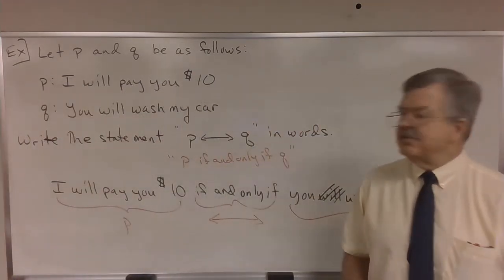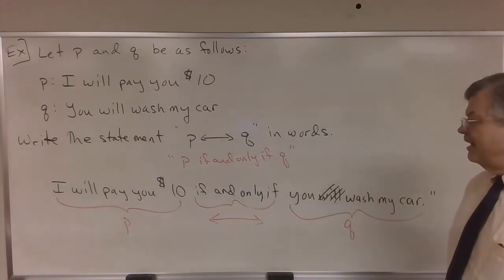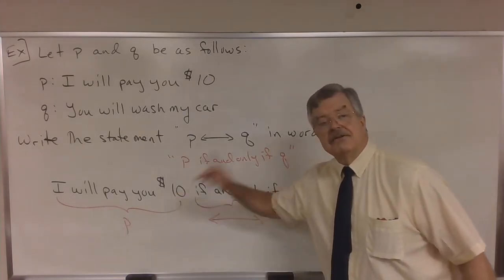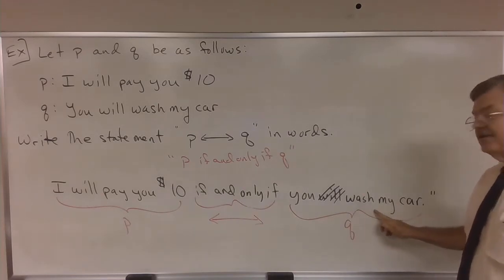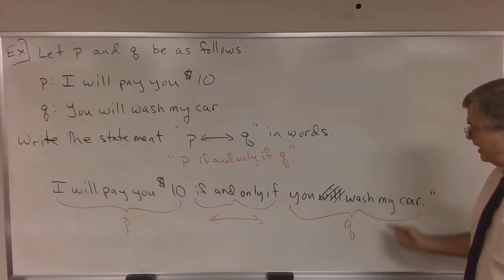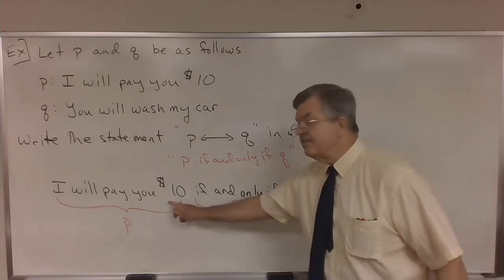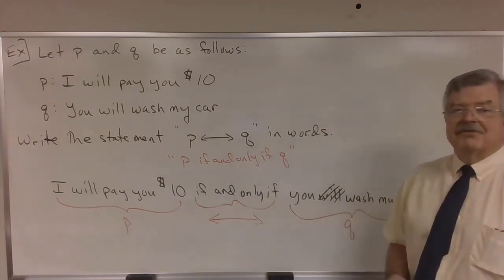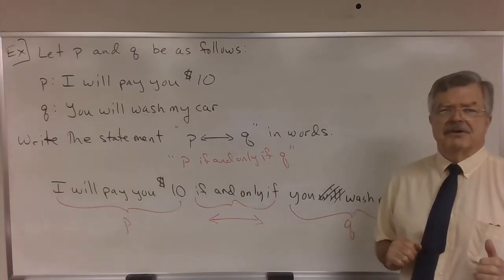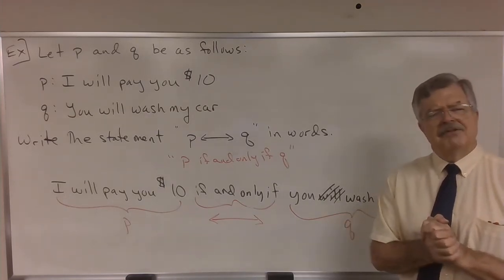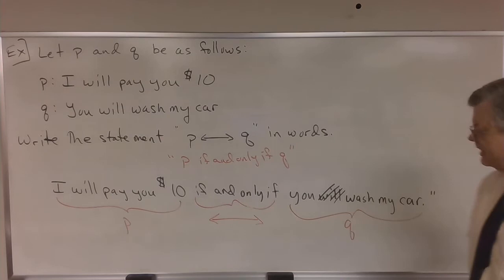So each one implies the other. If I pay you $10, then it is for a certainty that you washed my car. And if you wash my car, it is for a certainty that I will pay you $10. So if one of them's true, both of them are true. What happens if one of them's false? Let's see.